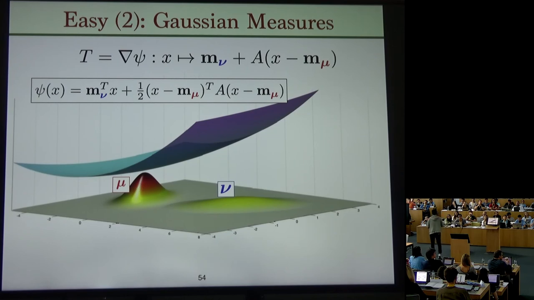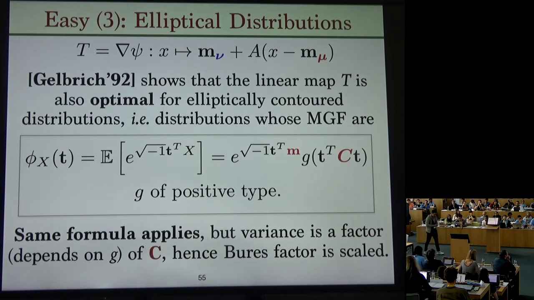Here I'm just rewriting things. Maybe I should have written it as a U to keep notations consistent. I'm just saying that this map, which to x associates another vector, you can see as simply the gradient of this quadratic form. The map is linear, so it's the gradient of a quadratic form, and the quadratic form is this one, which I have displayed on the top. This is a convex function called the Brenier potential. This is the function whose gradient gives me the optimal transport map. So this is just a parenthesis to connect again with the Brenier theorem.